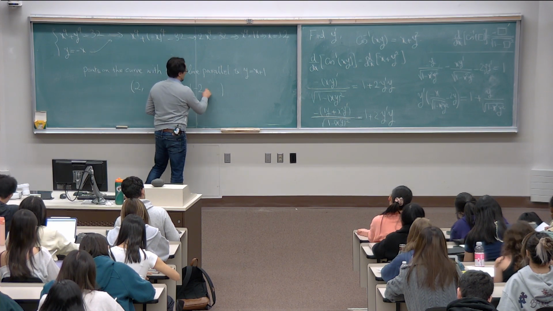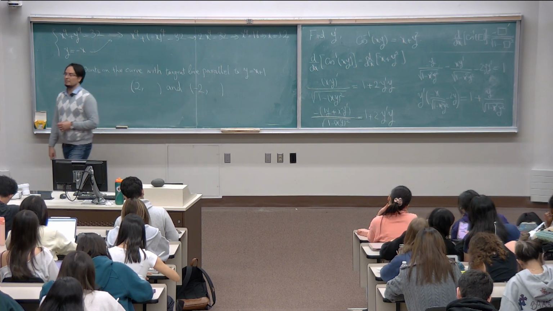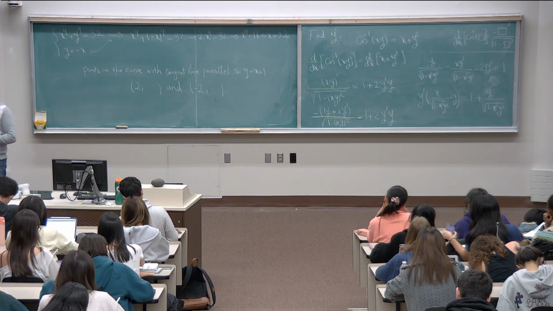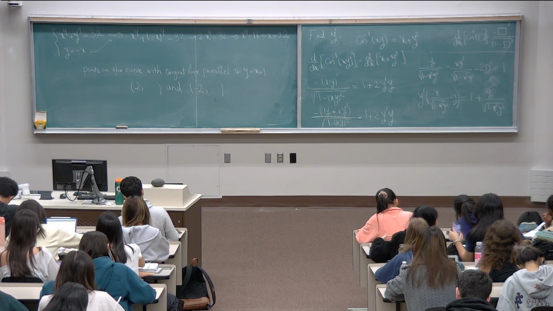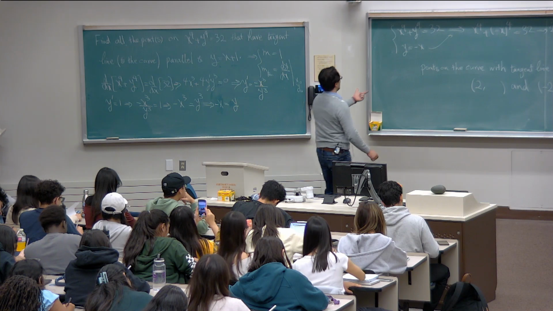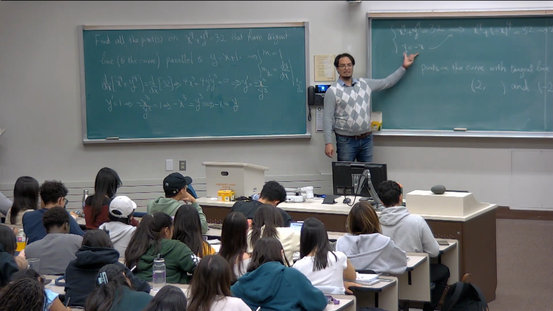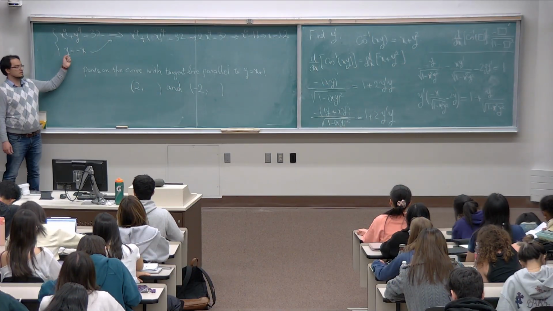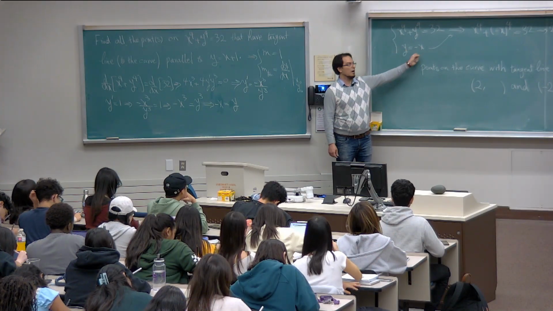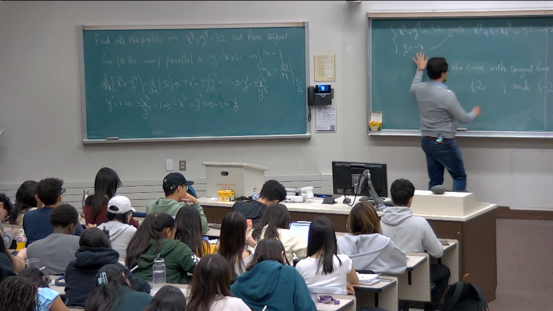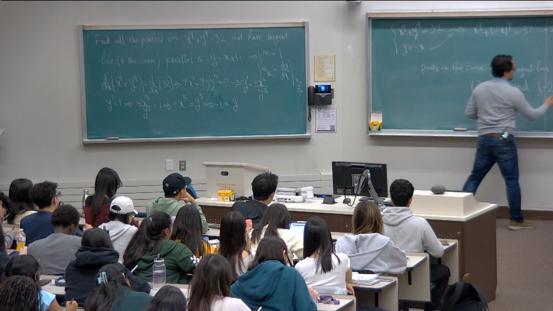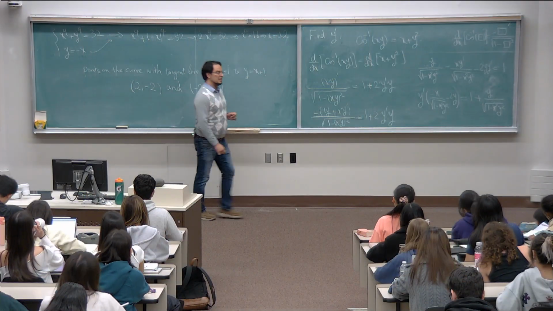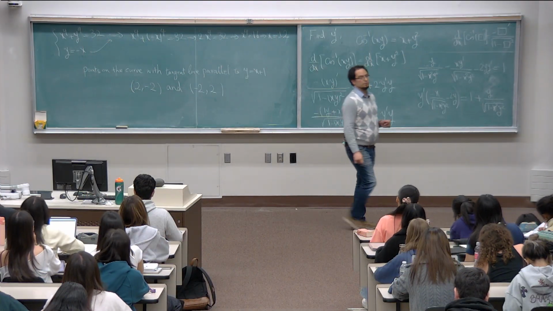The other one has x component negative 2. OK? And now, if I use the relationship between x and y that I found before, it's straightforward to find y. So if x is 2, y should be that. If x is negative 2, then y should be 2.